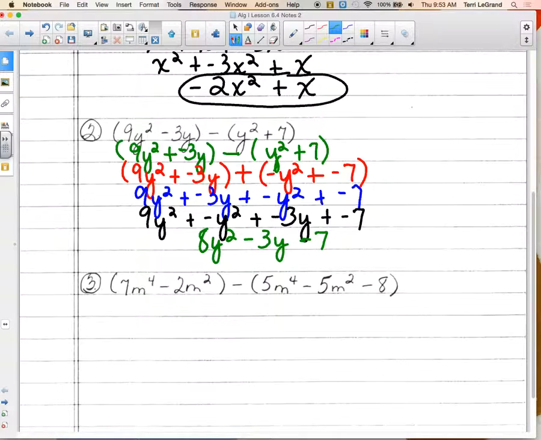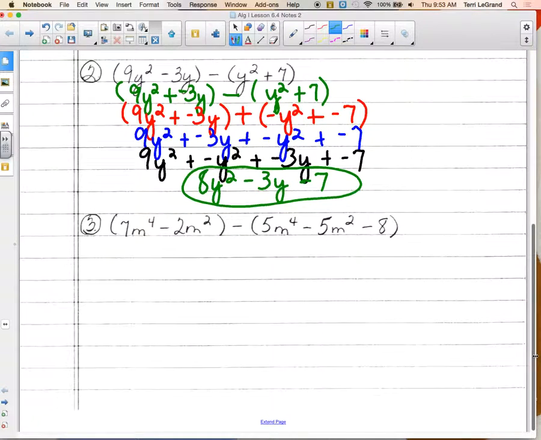You always look at your final answer though and make sure. First of all, are there any like terms in that polynomial answer? No. Is it in standard form? Okay. And why can we talk about it being in standard form? Because it's only got one variable. We talk about it being in standard form when there's only one variable involved in it. Okay. Any questions so far?